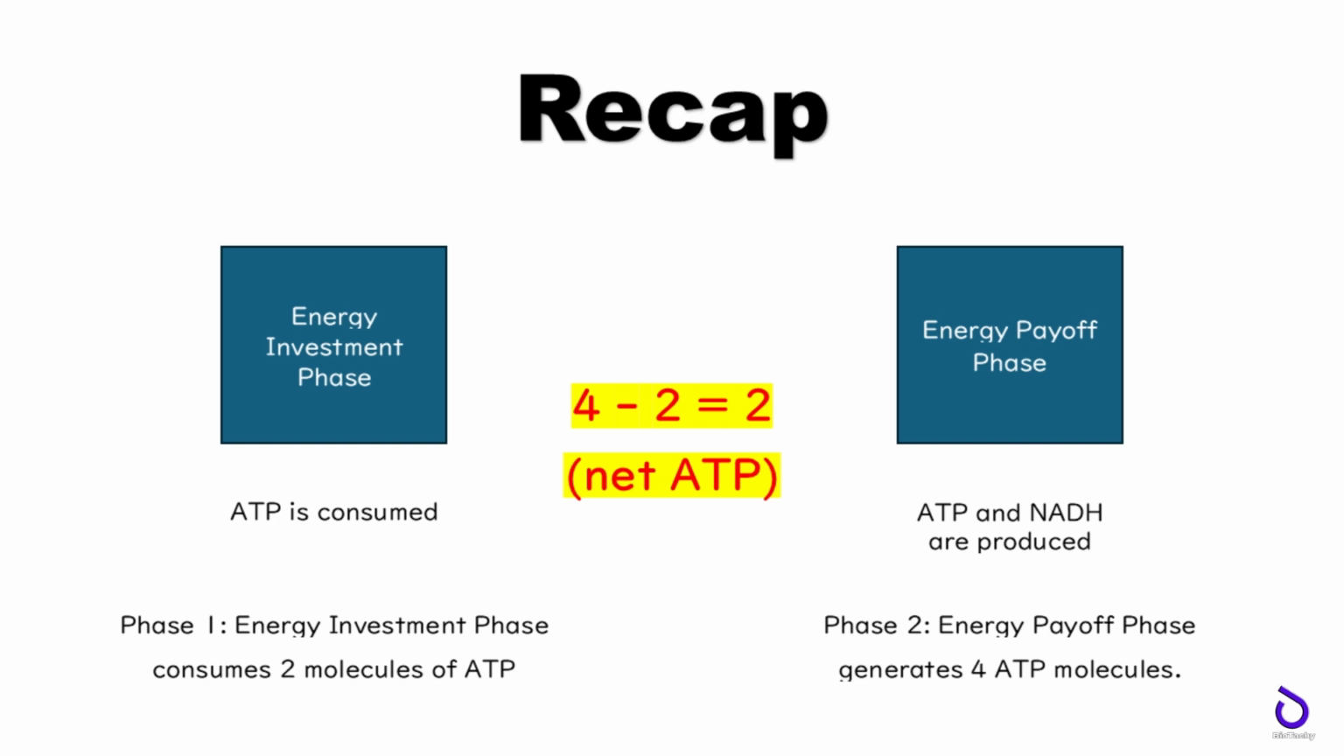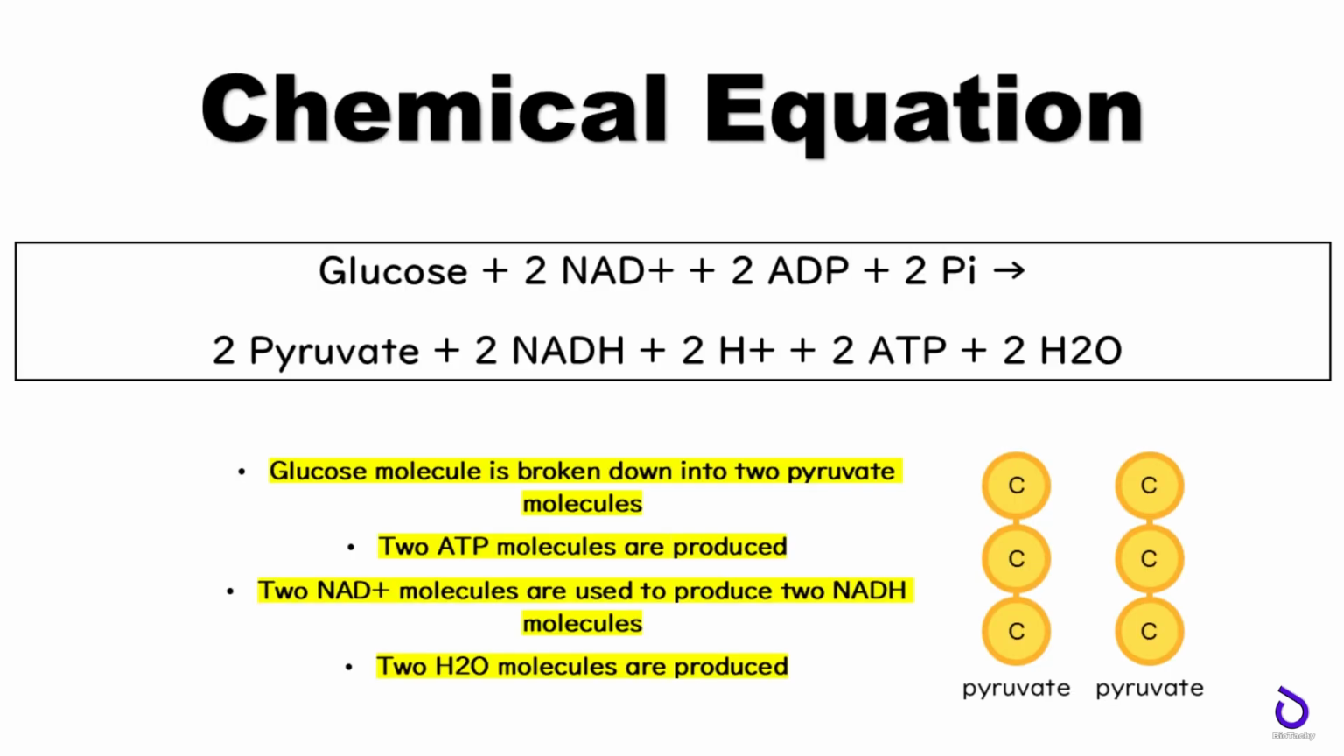Here's a quick recap. In phase 1, energy investment phase consumes 2 molecules of ATP. In phase 2, energy payoff phase generates 4 ATP molecules. Glycolysis produces 4 ATP but consumes 2 ATP in the investment phase, leading to a net gain of 2 ATP per glucose molecule. And here's the chemical equation of glycolysis.